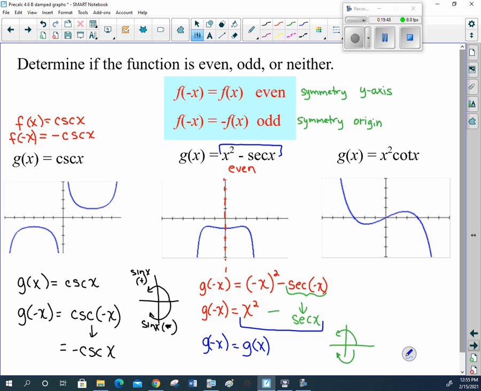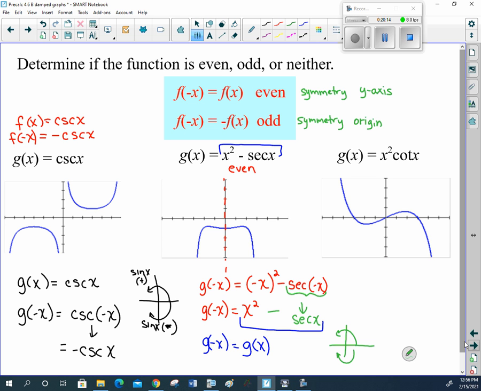Okay, so last one. If I look at this graphically, I'm thinking this looks odd. If I take this piece right here and I reflect it over the y-axis, it looks like this. And if I reflect it down, it looks like this. So graphically speaking, this looks like an odd function. It has symmetry with the origin, but it's an odd function.